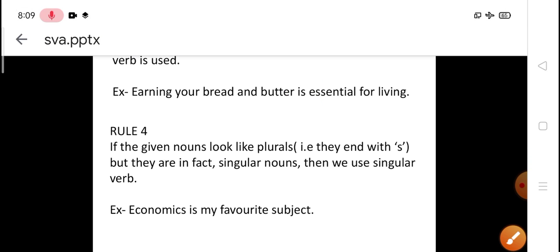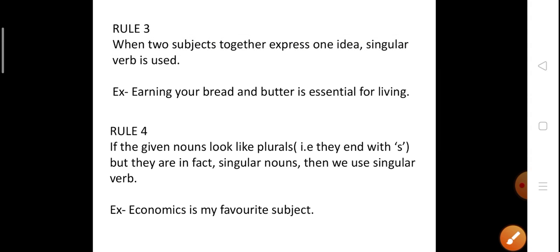So you should remember this: when two subjects are together and both are expressing the same idea, the same thing, then the singular verb is used. As we can see here, earning your bread and butter. Now bread and butter are used for the same thing, for money. So the idea is the same, and with that, a singular verb is used. And what is the singular verb? Is is the singular verb.